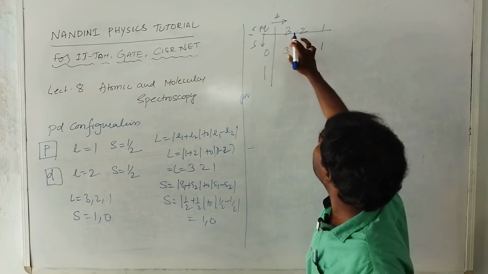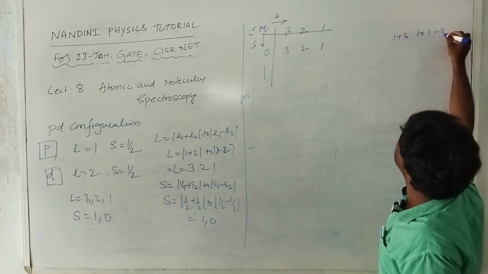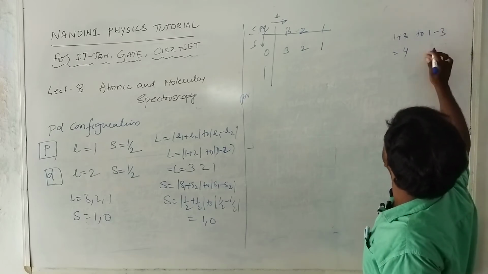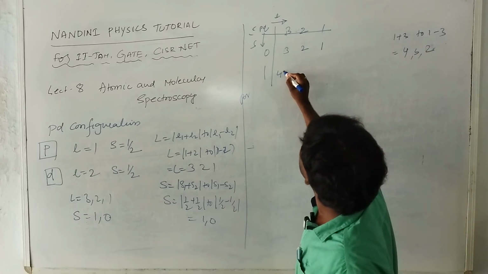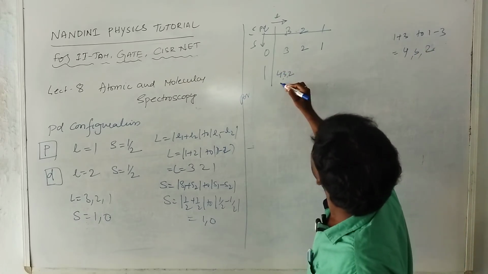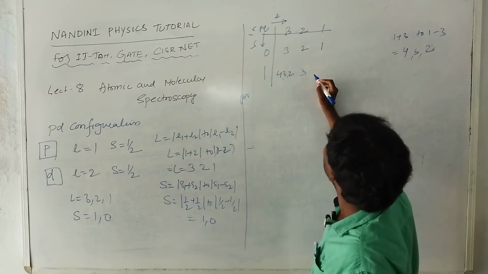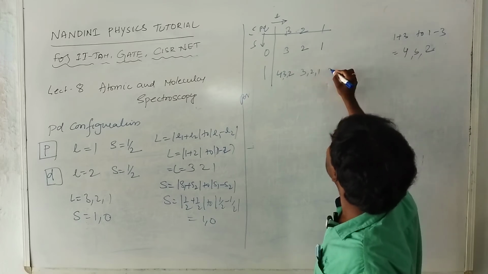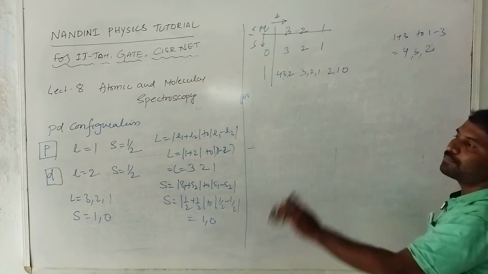So for 1 plus 3, there are 4 possibilities: 1 plus 3, then 2, then 1 minus 3. That is 3 plus 1, which is 4, and 1 minus 3 is nothing but 2, and in between there is one number, 3. So therefore this is 4, 3, 2. Similarly, 2 plus 1 is 3, and 2 minus 1 is 1, so 3, 2, 1. And then 1 plus 1 is 2 and 1 minus 1 is 0, so 2, 1, 0. So these are the spectral terms.